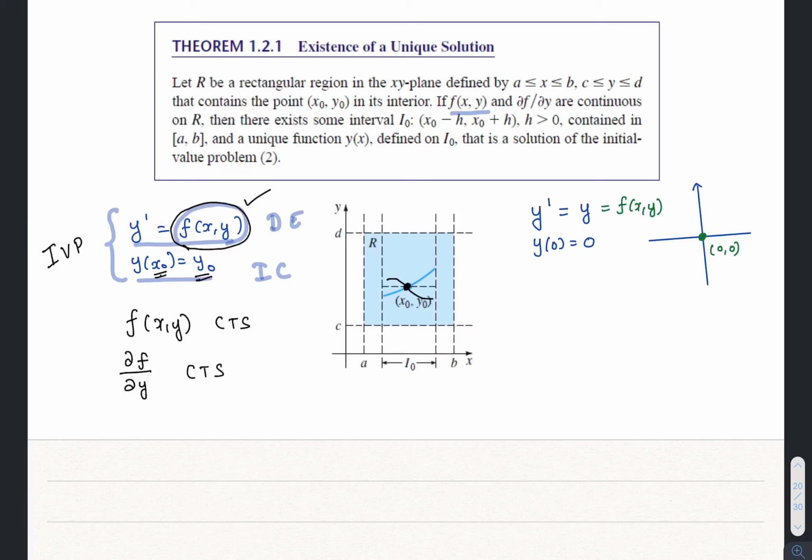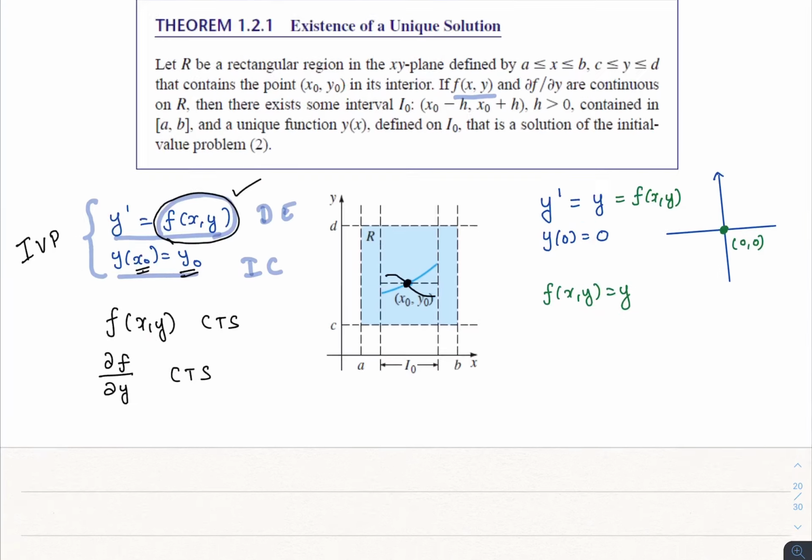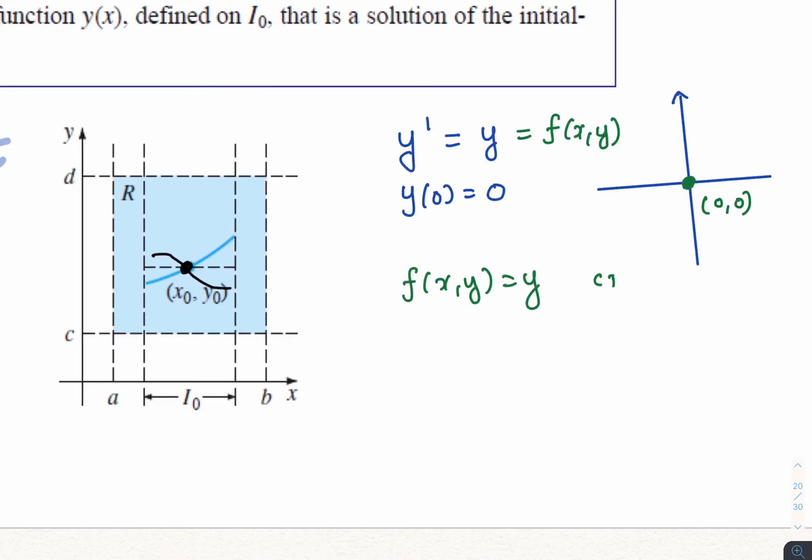We know that this f of x comma y, which is y, is a continuous function. No problem there. And if I find the partial of f with respect to y, again, if you don't know partial derivatives, there are plenty of YouTube videos. Take a look at them. I'm sure you would know them from your calculus too. If you don't know, there are a lot of videos you can watch. Otherwise, come and talk to me. I'll be happy to help you.